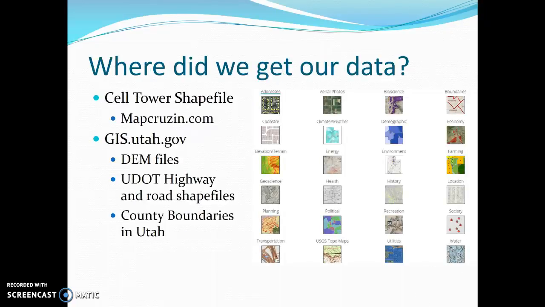And we were able to get all of our information and all of our data from two main websites. The first website being mapcruising.com. This is where we were able to get our cell tower shapefile. The rest of our raster and vector information we were able to get from gis.utah.gov. We were able to get our elevation files, our highway and road shapefiles, as well as county boundaries in the state of Utah.